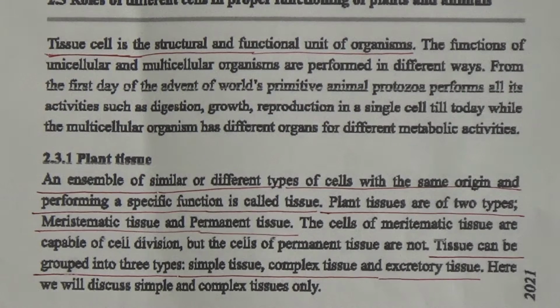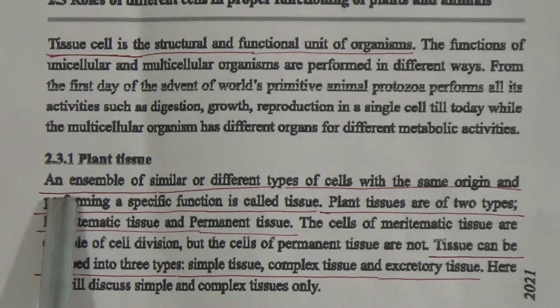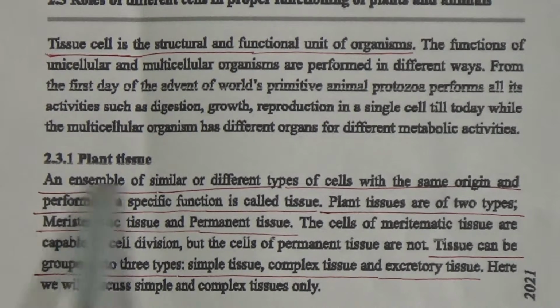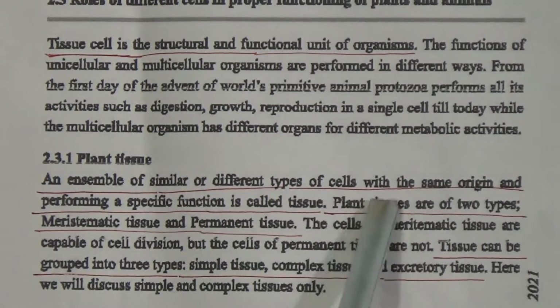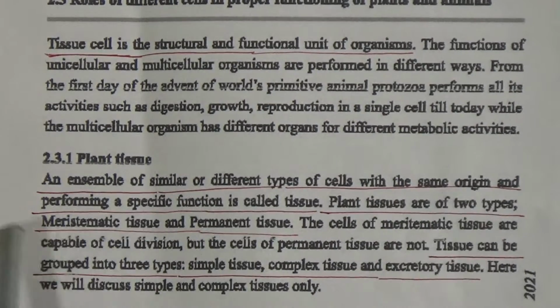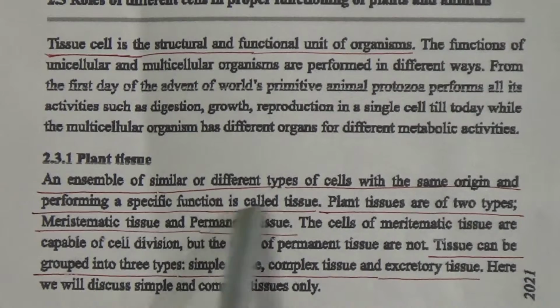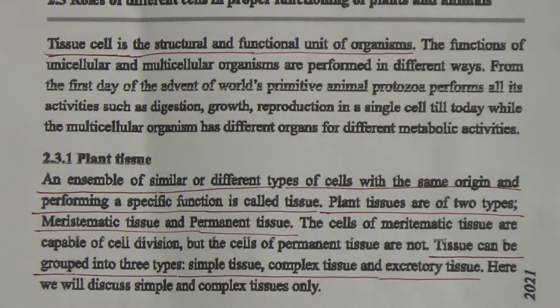Now, plant tissue. An ensemble of similar or different types of cells with the same origin and performing a specific function is called tissue. So, what is tissue? Tissue means the ensemble of similar or different types of cells with the same origin and performing a specific function. Plant tissues are of two types, meristematic tissue and permanent tissue.